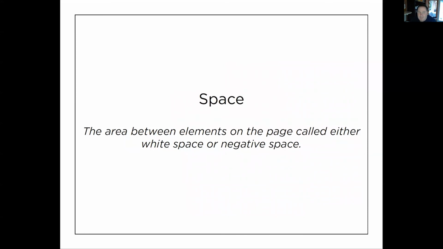There's also space. Space is the area between elements on a page, called either white space or negative space. And in here, what we're dealing with is what we call white space. White space is just not the color white. I mean, it can be, but more or less, we deal with what is called negative space. Negative space is where there is nothing there. But what that space does is it brings attention to something else.